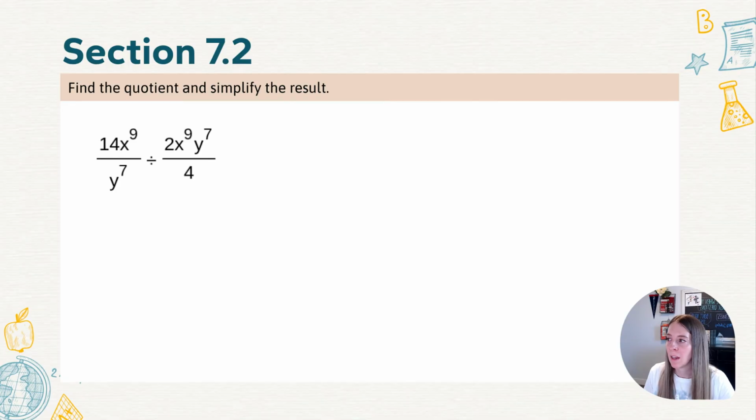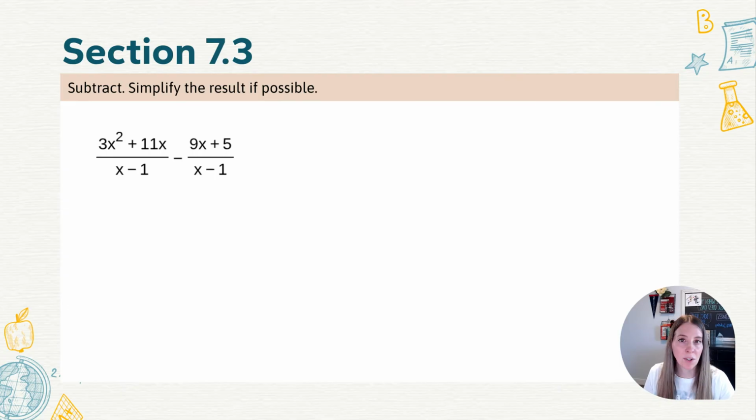So here's a question from 7.2. It asks you to find the quotient and simplify the result. How confident do you feel solving this problem? And how confident do you feel with your exponent rules? Here's the most commonly missed question from 7.3. You're asked to subtract these rational expressions and simplify the result. So how confident do you feel in subtracting fractions where you have a like denominator, but you might need to do some factoring?